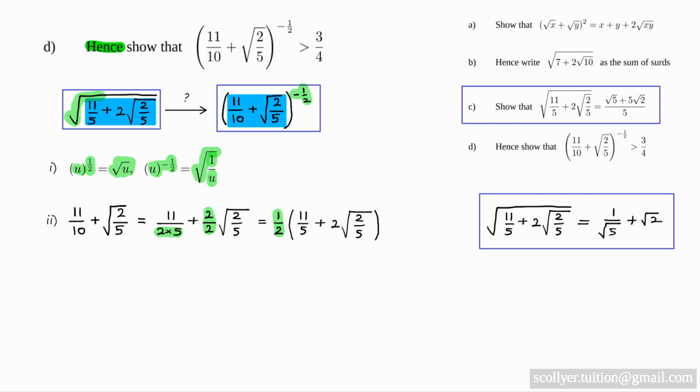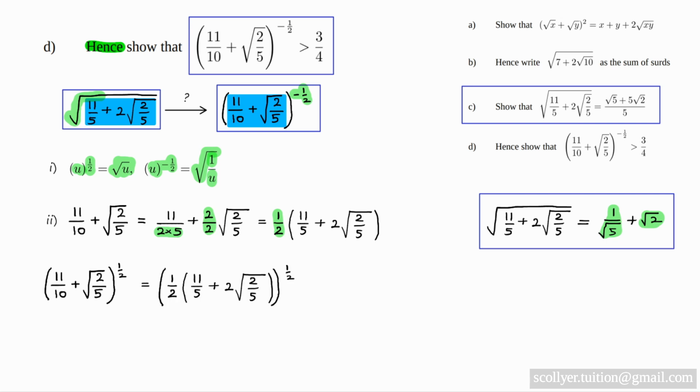Before continuing, we recall that the quantity that we have just derived appears under a square root sign in part C, and furthermore that it is equal to the sum of two surds. And now we start working towards the inequality that we wish to derive. So we consider (11/10 + root 2 over 5) all to the power plus 1/2, which we rewrite as follows using the relationship we've just shown in part C above.